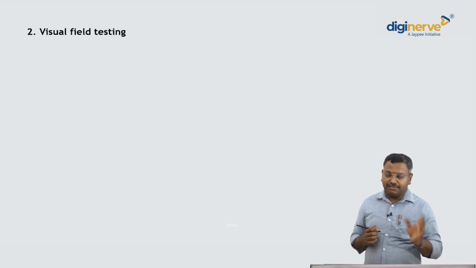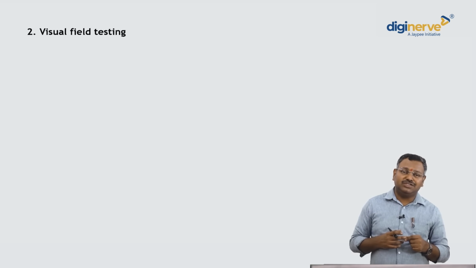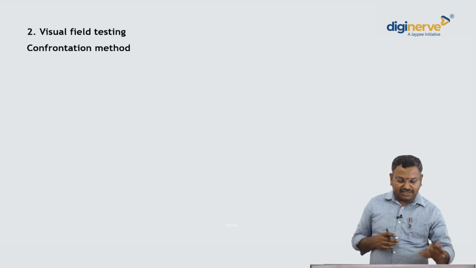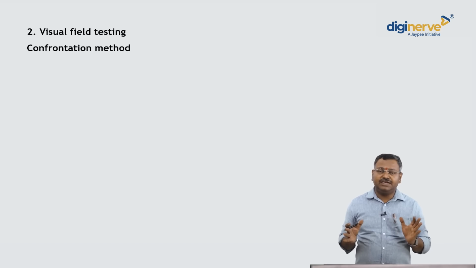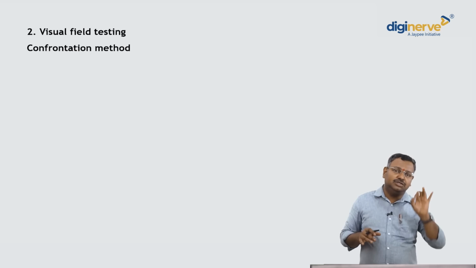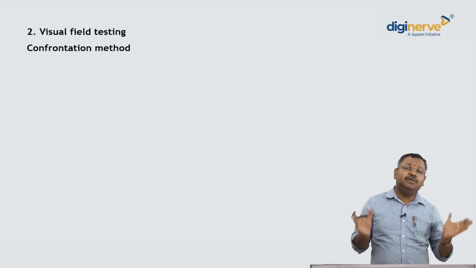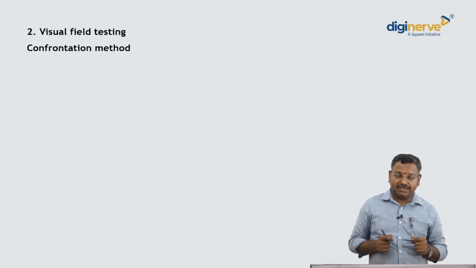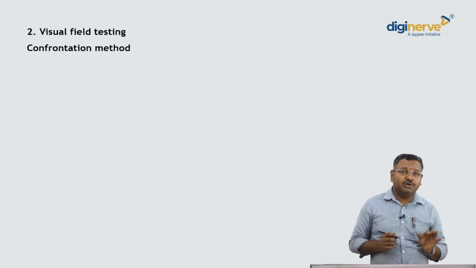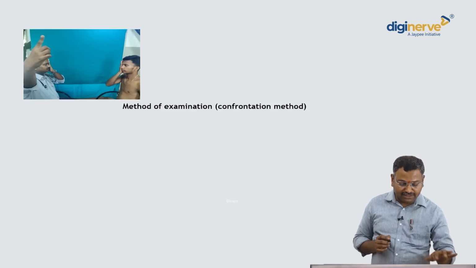Coming on to the visual field testing, the method that we use is the confrontation method. You may be asked to demonstrate this. Please remember, in the confrontation method, we test the visual field very grossly. We cannot get the actual small defects. You cannot get the scotomas. You can only get hemianopias or hemianopsias. But since they ask you to demonstrate, you have to know the visual field testing by confrontation method.